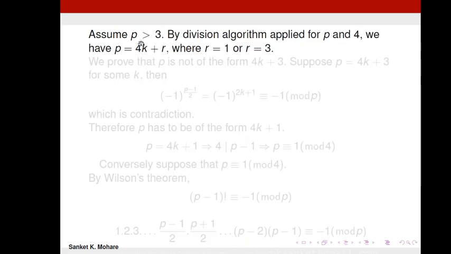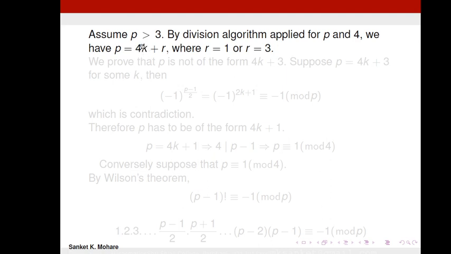Now assume p is greater than 3. Then by the division algorithm applied for p and 4, we have p is equal to 4k plus r, where r is equal to 1 or r is equal to 3. Why not r equal to 0 or r equal to 2? If we take r equal to 0, then p is equal to 4k, where k is some integer.